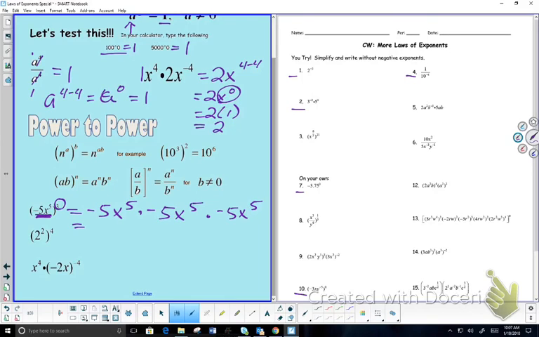When I do that, I get negative 5 times negative 5, which is positive 25, times negative 5, which will give me negative 125. Now I'm multiplying like bases. So my like base is x, and I'm going to add the exponents. So 5 plus 5 plus 5 gives me 15. Well, there's a shortcut in doing this as well.